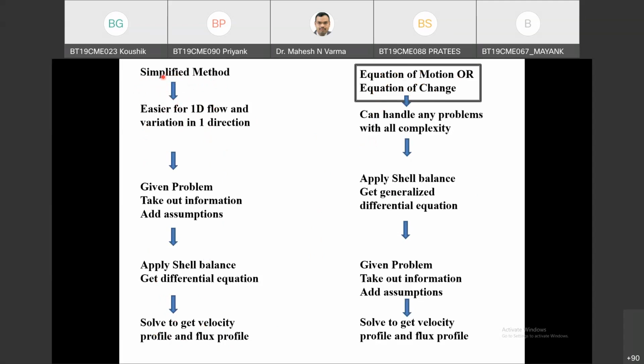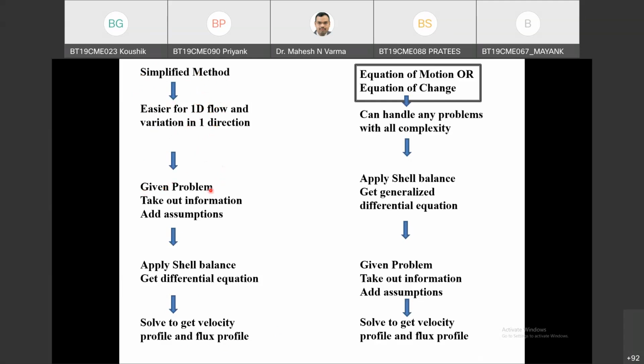Generally this simplified method is easier to use when we have one-dimensional flow. Flow is in one direction only and variation is in one direction. There is no multi-dimensional variation and multi-dimensional flow. So when we have 1D flow and variation only in one direction, that time we can go for the simplified shell balance approach.